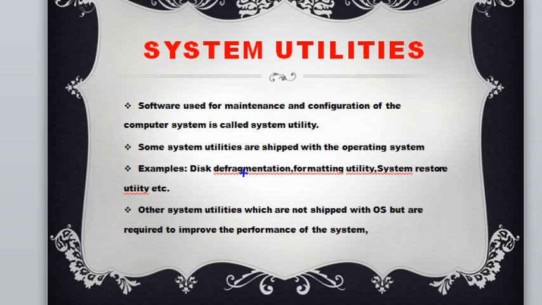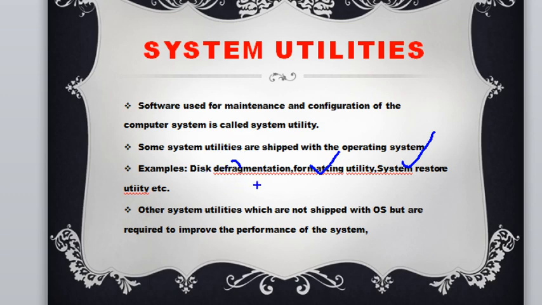Here: disk defragmentation, formatting utility, system restore utility. These all come with the operating system only. The purpose of system utilities is for maintaining the computer. For example, disk defragmentation: if anything happens in the hard disk, at that time we have to go for disk defragmentation.